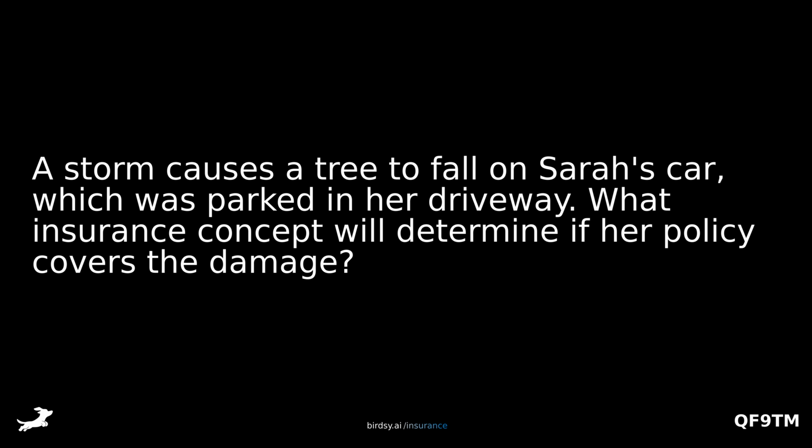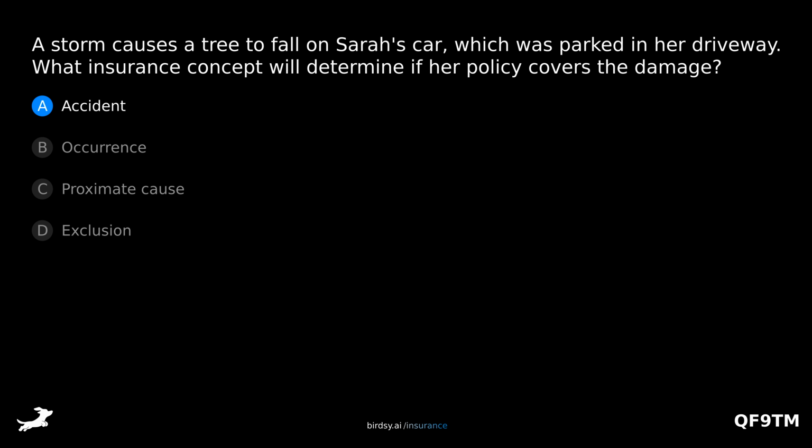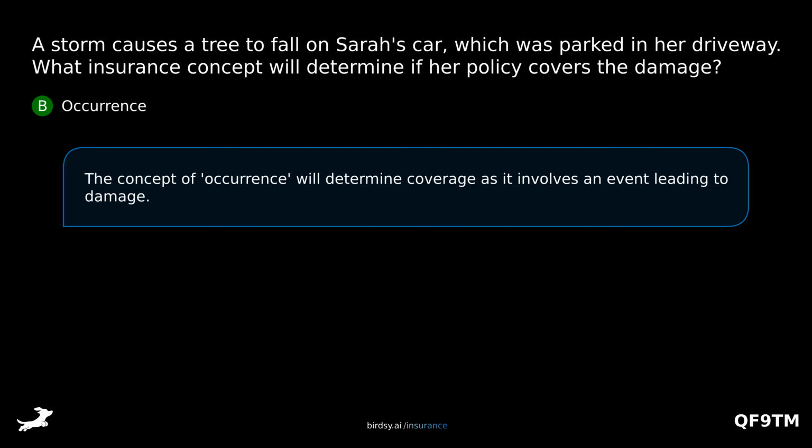A storm causes a tree to fall on Sarah's car, which was parked in her driveway. What insurance concept will determine if her policy covers the damage? Is it A, accident, B, occurrence, C, proximate cause, or D, exclusion? The answer is B, occurrence. The concept of occurrence will determine coverage as it involves an event leading to damage.